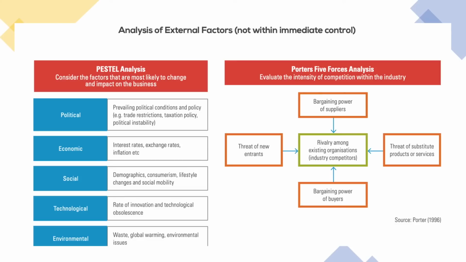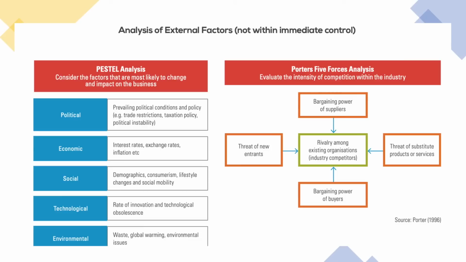These are the political things, or the elections, that can impact the organization if it is in the area where the elections are happening. And the economic: interest rates, exchange rates, inflation, etc. This is the economic factor that cannot be controlled by the organization. Social: demographics, consumerism, lifestyle changes, and social mobility.